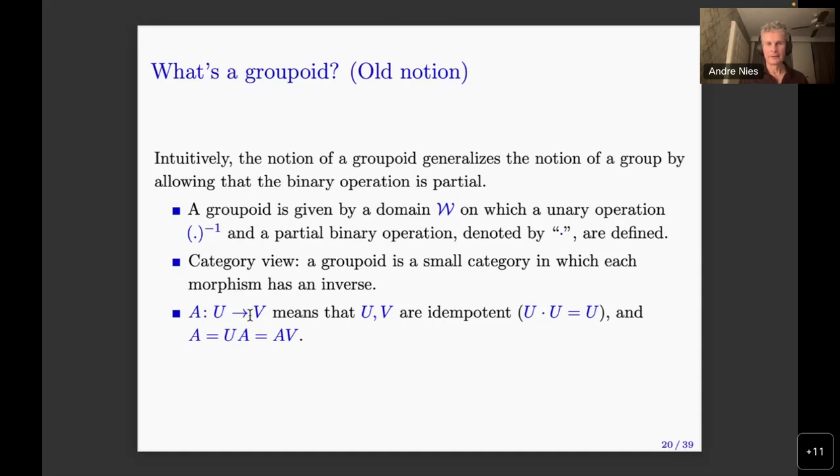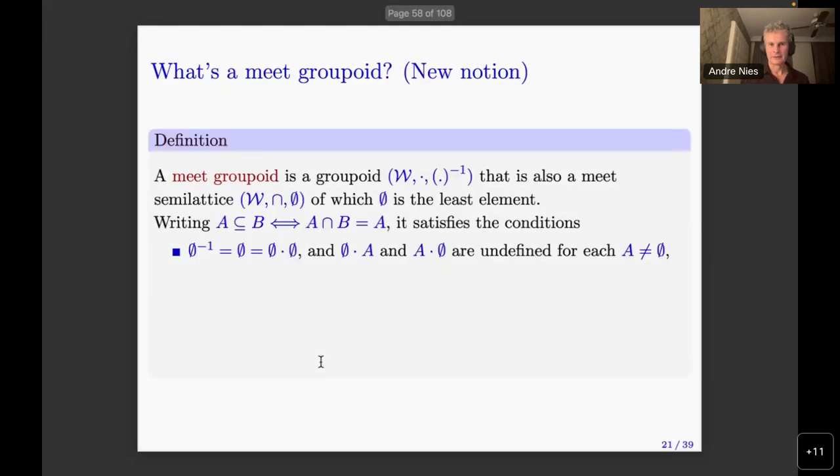So now think of U and V as subgroups, and A as a right coset of the subgroup and a left coset of the other subgroup. So that makes a groupoid for any group, really. And now what about the meet part? Well, I throw in the intersection operation, which necessitates adding the empty set.